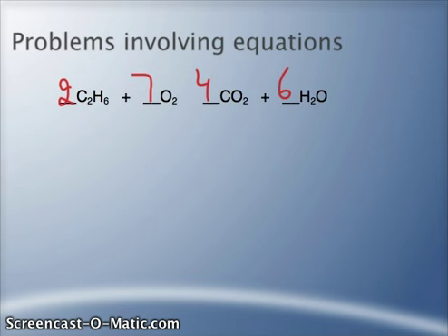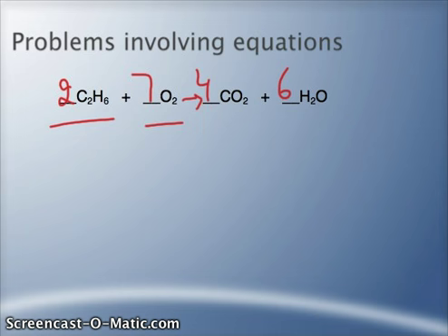So what do these numbers actually represent? Well, it looks like it's going to show us that 2 molecules of C2H6 react with 7 molecules of O2, and as a result we get 4 molecules of CO2 and 6 molecules of water.